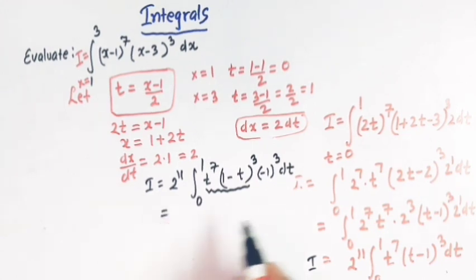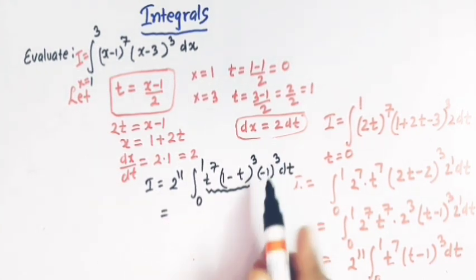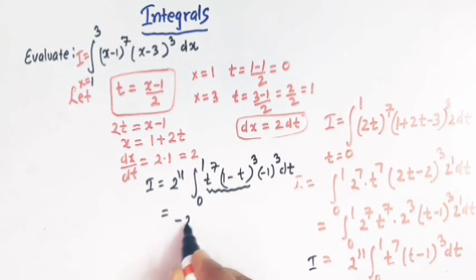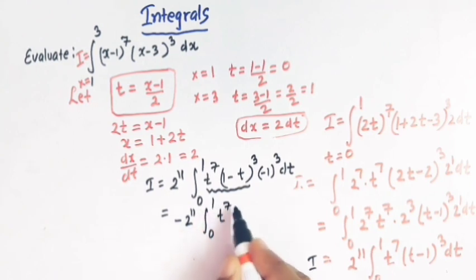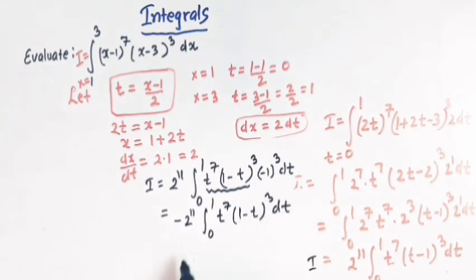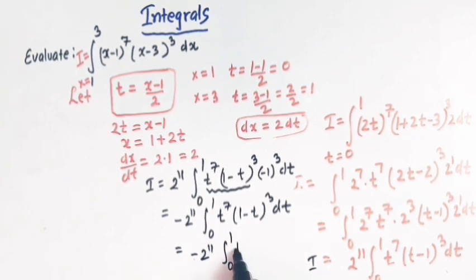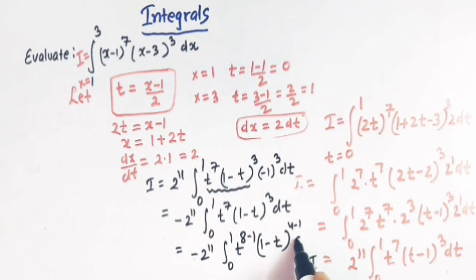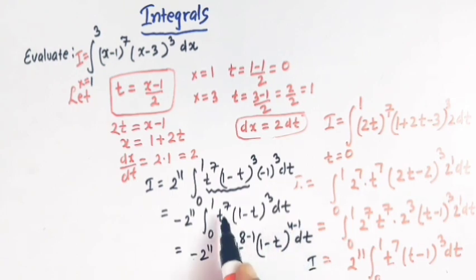So now we can write this negative 1 raised to 3 is minus 1. So we have minus 1 raised to 11. Then we have 0 to 1, t raised to 7, and 1 minus t raised to 3 dt, right? So let us write this integral as 0 to 1, and here we have t raised to 7. 7 can be written as 8 minus 1. And here we have 1 minus t raised to 4 minus 1 dt, because writing 3 as 4 minus 1 and 7 as 8 minus 1.